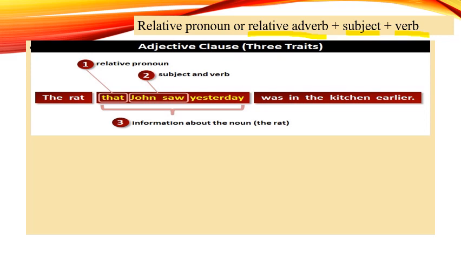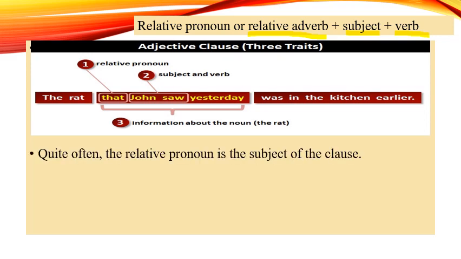Now, let's see, what does it consist of? It consists of that, which is a relative pronoun. John is the subject of the adjective clause, and saw is the verb of the adjective clause. As we said, it gives me information about the noun, which is the rat. In some instances, the relative pronoun is the subject of the clause. In a way, you don't need John, for instance. Here, you just have the relative pronoun and the verb.